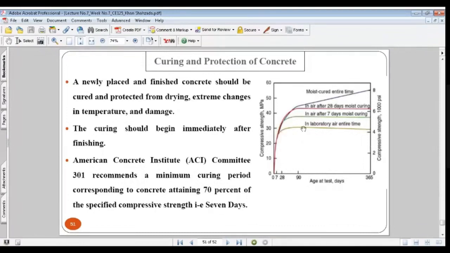So the first one was in the air with no curing, and you can see the strength is less than 30 megapascals. For the one where curing was provided up to 7 days, the strength is almost 36 megapascals. For 28 days of curing, it is almost 42 to 43 megapascals. And the one kept for 365 days of curing is almost 55 megapascals. So I hope everybody has got this. Once we provide curing to the concrete, we can get high strength concrete. Is it clear to everyone now?